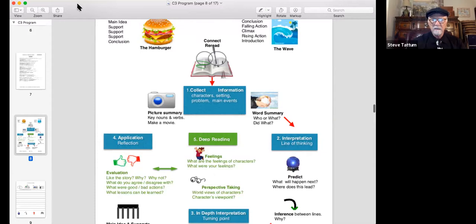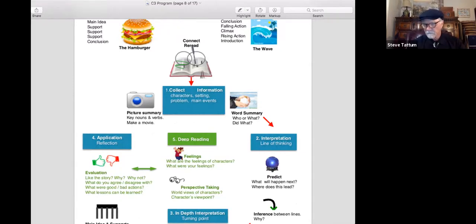So let us go to a book such as Ghost Ship.